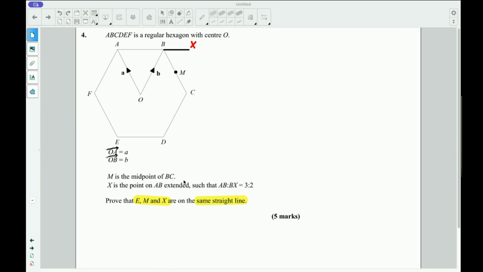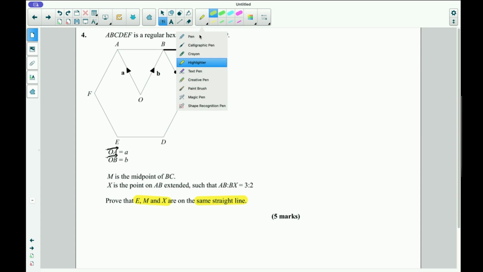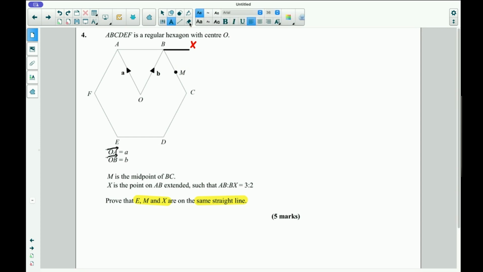We are going to have to find A to B at some point. But at the very end, what should our answer look like? Because that's going to be really key in helping us figure out what steps we need to take in order to get there. So E to M to X. That's what we're trying to prove, that they're on the same line. Okay, so we need a number outside a bracket. And then what do we need to do? What do we need to compare that with? It's actually a really good start.